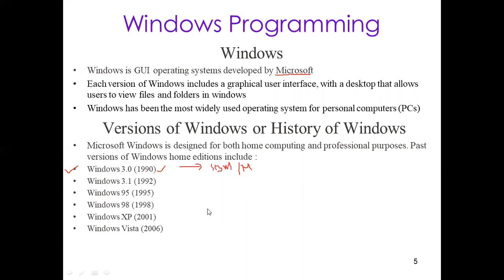Then Windows Vista, then Windows 7. Then Windows 8 was used somewhere around 2009. Currently, we are using Windows 10 and Windows 13. Now, these are some versions of Windows which were designed by Microsoft throughout the years.